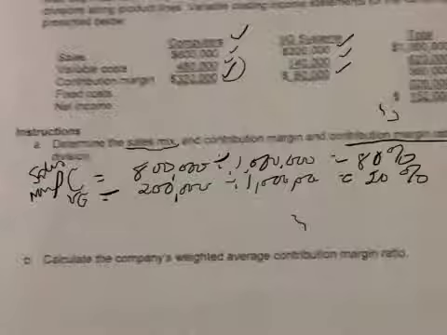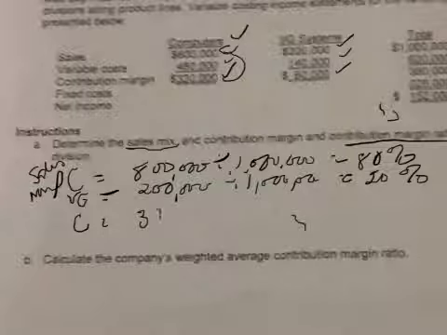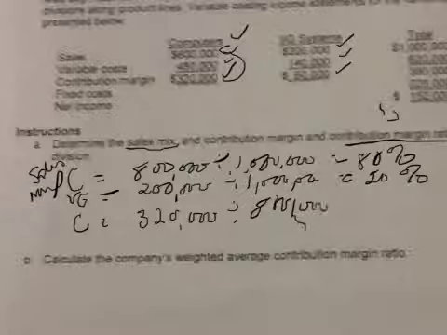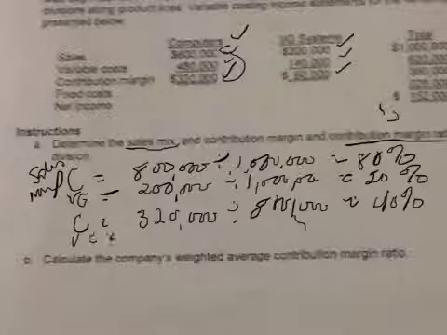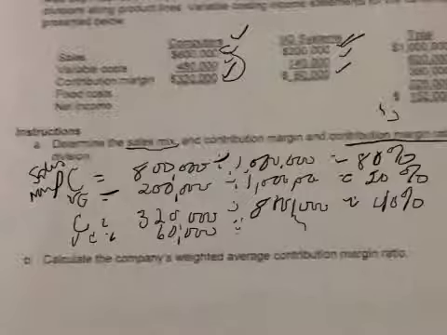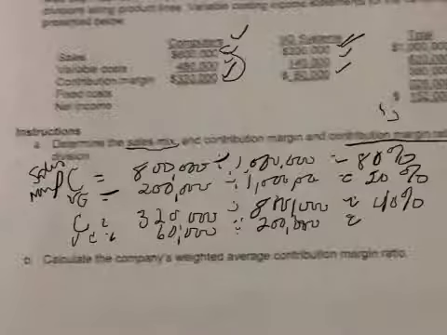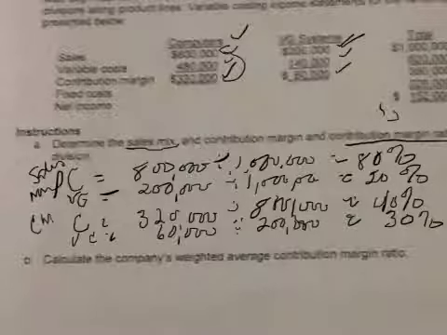That is the percentage of the contribution margin of sales. So for C, that is equal to 320,000 divided by 800,000, and that will equal 40%. And for VG, it will be 60,000, sorry, 60,000 divided by 200,000. And their contribution margin ratio is 30%. So this is the contribution margin ratio.